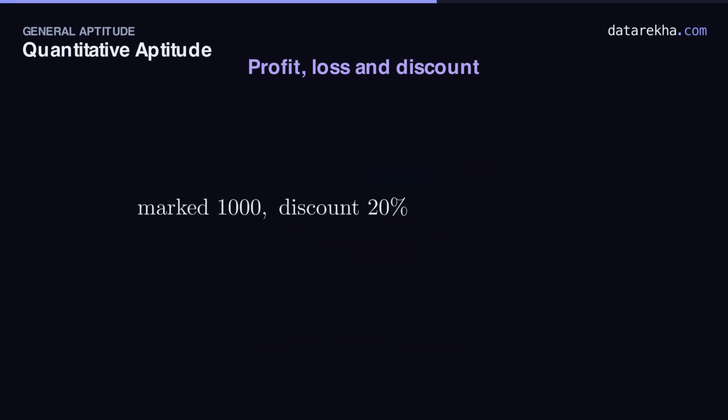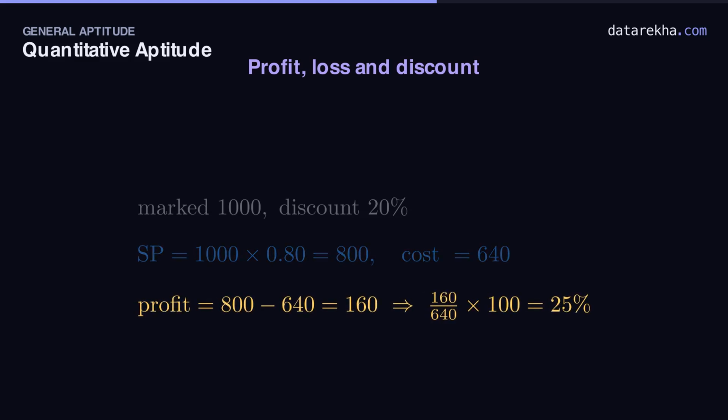Discounts come off the marked price, not the cost. A shirt marked 1000, 20% off. The selling price is 1000 times 0.8, 800. But the cost was only 640. So the real profit is 800 minus 640, 160. Over the cost of 640, 25%. A healthy margin, since discount and profit sit on different bases.